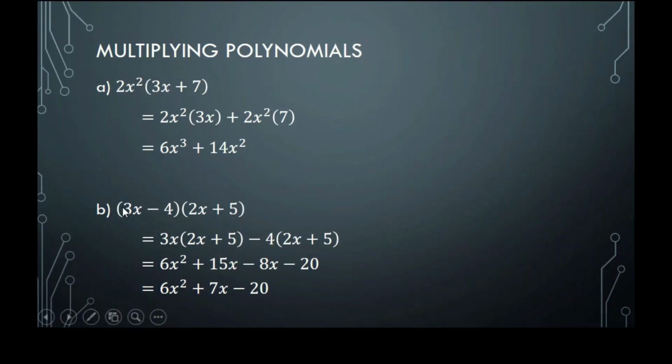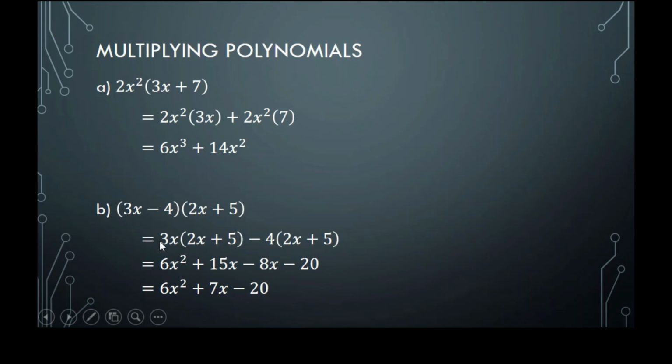For question B, we multiply 3x minus 4 by 2x plus 5. We are going to start with 3x. So 3x multiply 2x plus 5, and minus 4 multiply 2x plus 5. So we multiply every term in the first bracket by the whole term behind it.